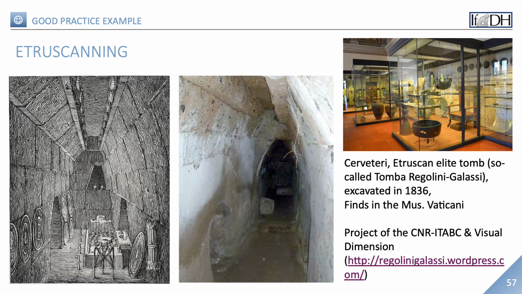And we had already talked about the Etruscan project. There, the finds of an elite Etruscan tomb, the so-called Tomba Regolini Galassi, which are now exhibited in the Vatican museums, were scanned and virtually moved to their original place of discovery. In this way, the exhibits are contextualized and thus provided with a narrative.